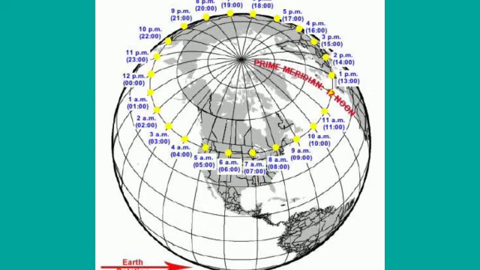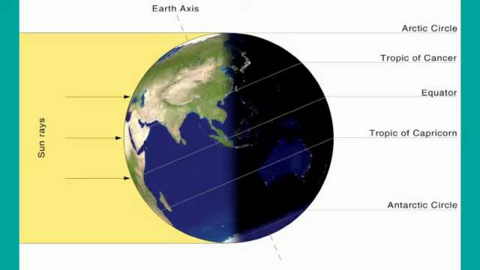Thus, when it is 12 noon at Greenwich, the time at 15 degrees east of Greenwich will be 15 times 4 equals 60 minutes, meaning 1 hour ahead of the Greenwich time, which means 1 p.m. But at 15 degrees west of Greenwich, the time will be behind Greenwich time by 1 hour. It will be 11 a.m. Similarly at 180 degrees, it will be midnight when it is 12 noon at Greenwich.